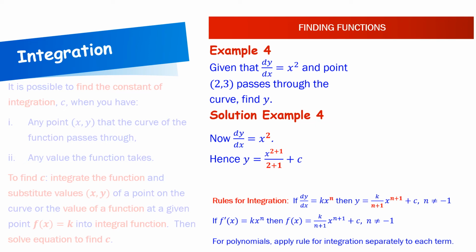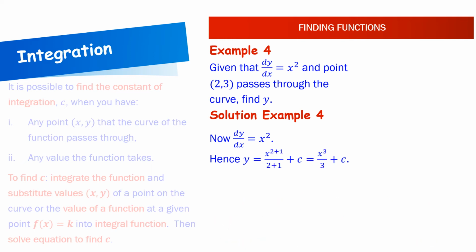So here we've added 1 to n is equal to 2, so n plus 1 equals 2 plus 1. And when we tidy up, we obtain x cubed over 3 plus c. So y is equal to x cubed over 3 plus c. Now we know that 2, 3 passes through the curve. So let's substitute that into the equation.